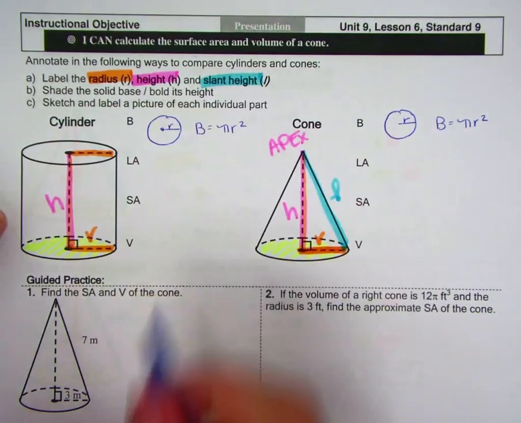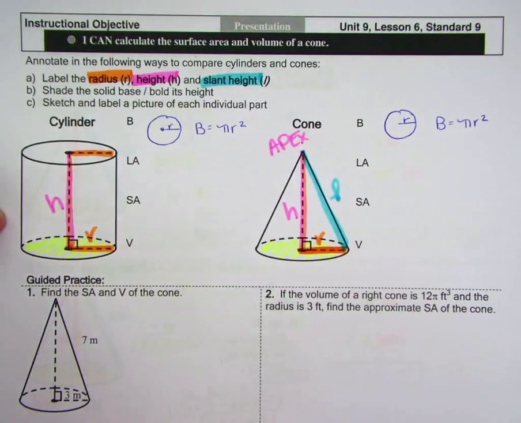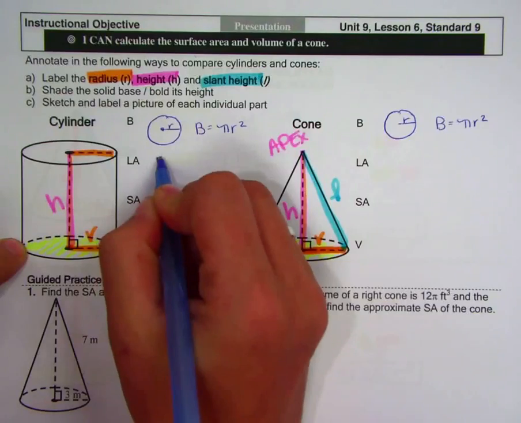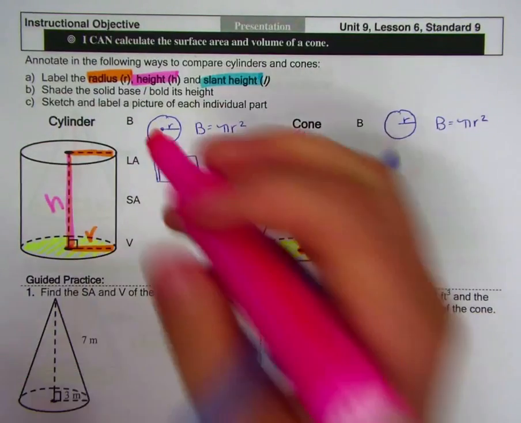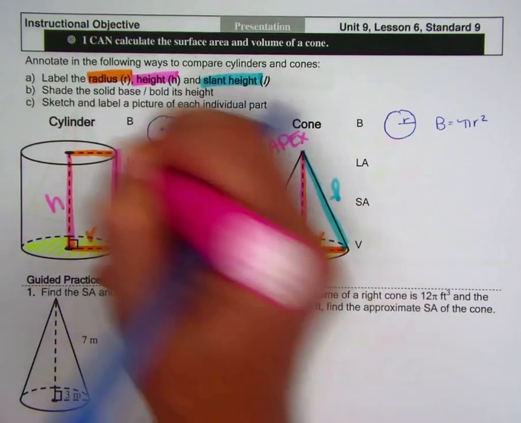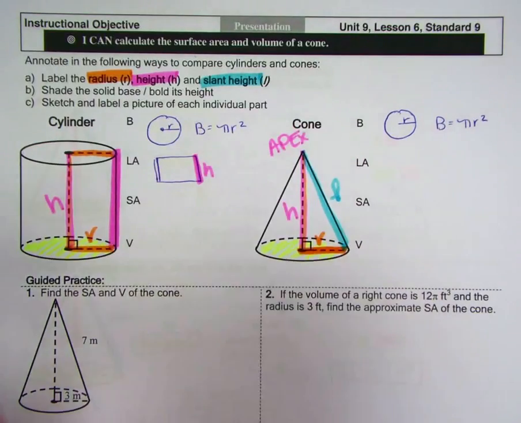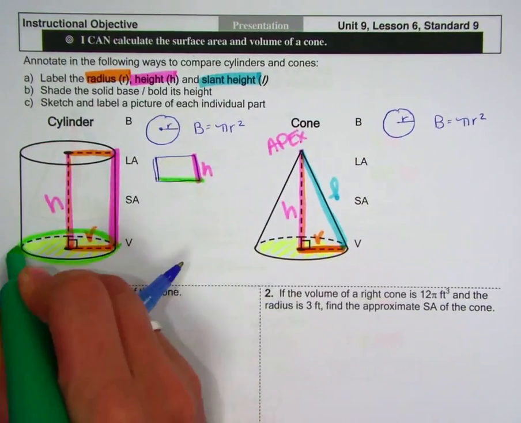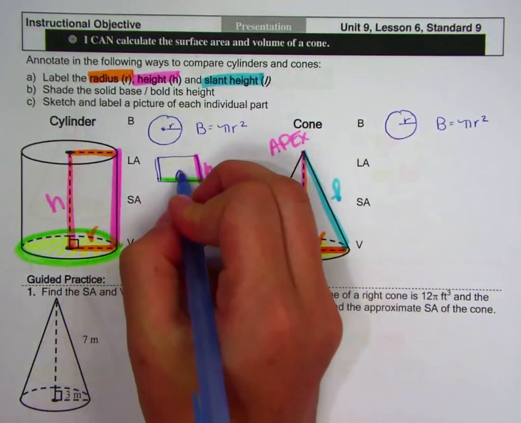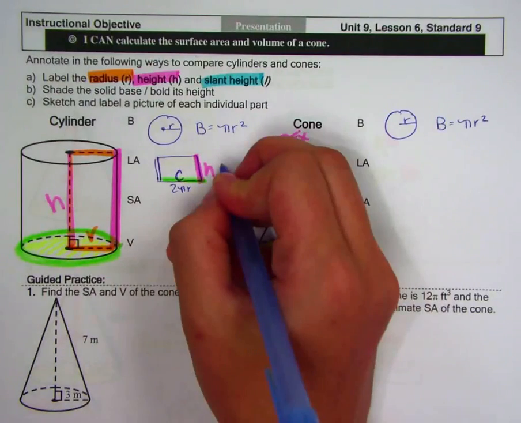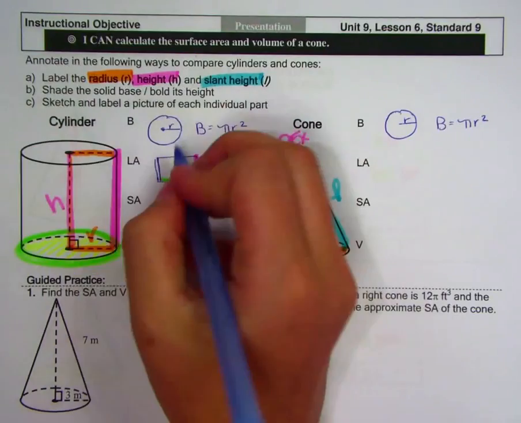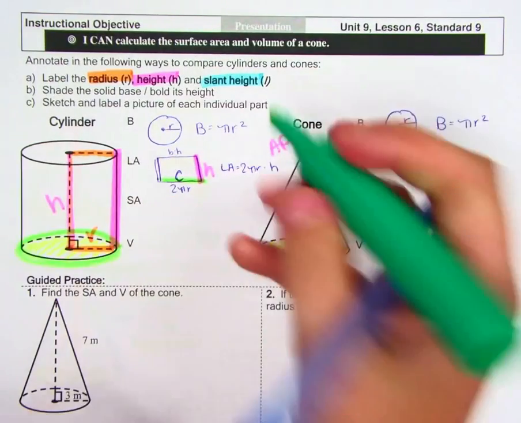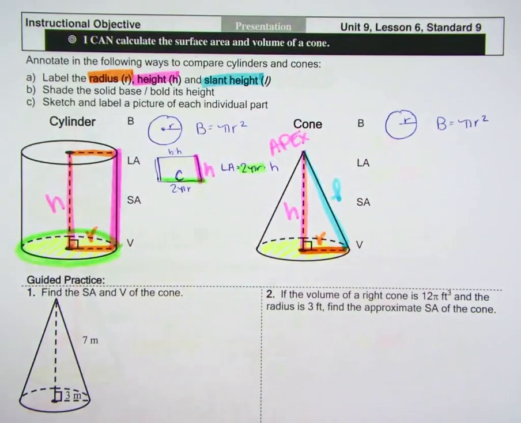Lateral area for a cylinder: we've talked about this before, but remember that the lateral area is actually a rectangle where this is the height. This other piece is the distance around the base, because the lateral area is wrapping around, which is the circumference of the base, 2 pi r. So to find lateral area, this is a rectangle, length times width, so that would be 2 pi r times h. 2 pi r is the circumference of the base times the height, h.